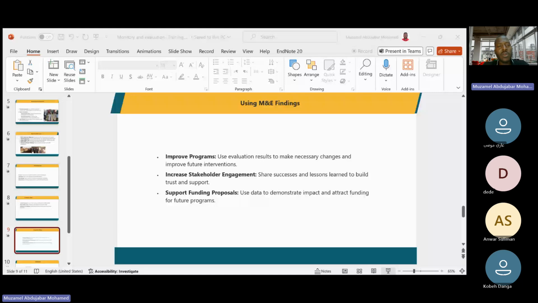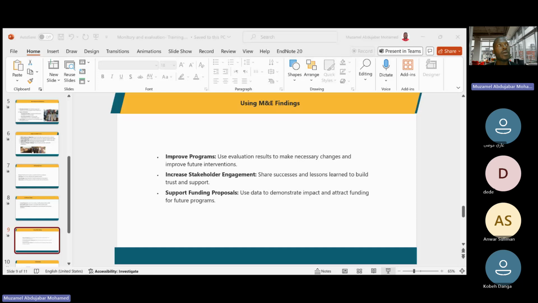Third finding of the monitoring and evaluation: support the funding proposal. Use the data to demonstrate the impact to attract the funding. When you request money, or if you need to do some project, for example right now, if you need to do some project in Central Darfur, you have to make the proposal or concept note. This proposal can use the data from the monitoring and evaluation.